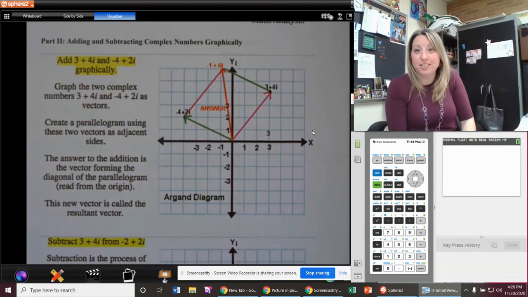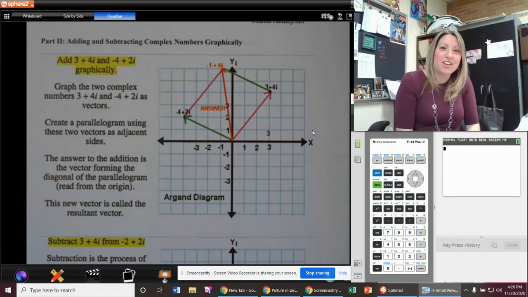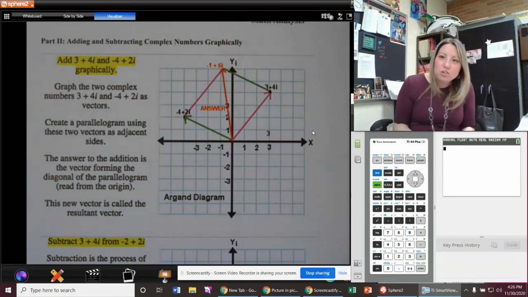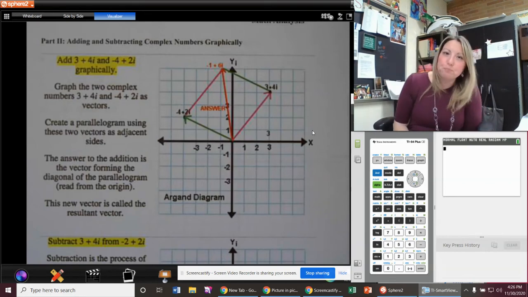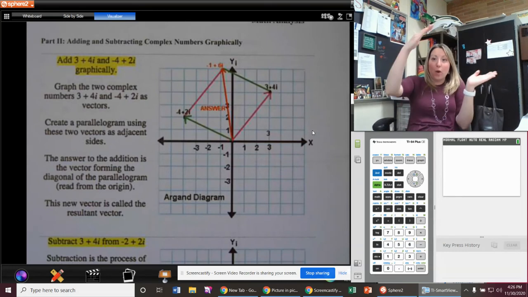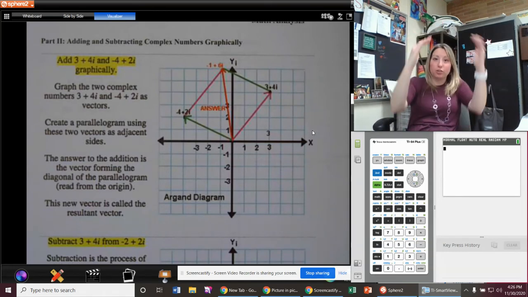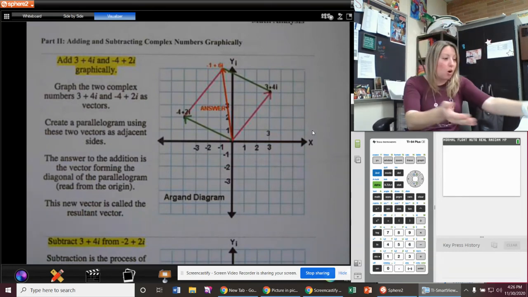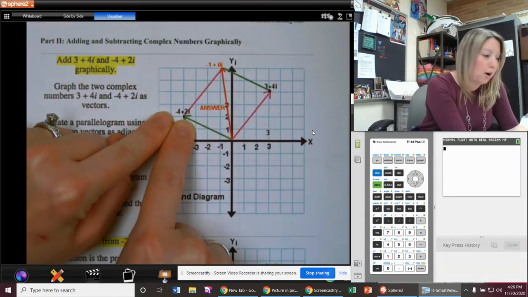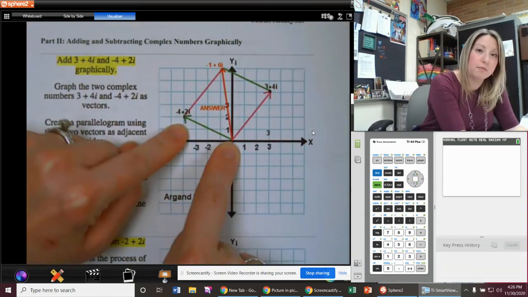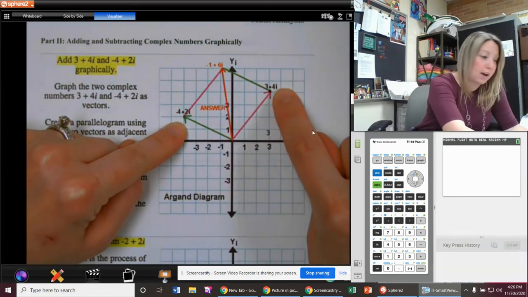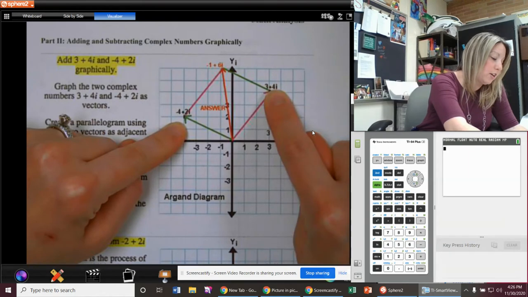This is where it gets fun. Because there's this whole thing with vectors, right? When you've got 2 vectors on a graph, they can form a parallelogram when you do their parallel vectors and connect. So this vector right here is -4 plus 2i. That's this distance over here. This vector over here is 3 plus 4i. So notice that's this over here.